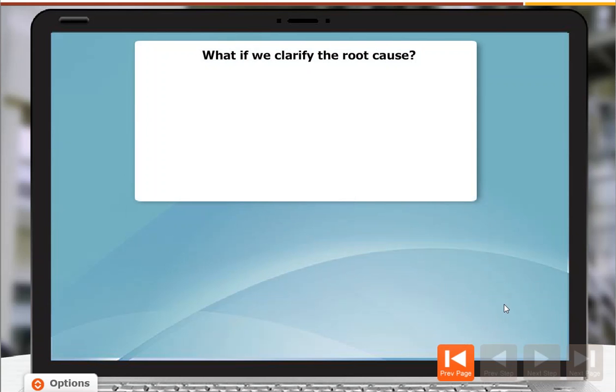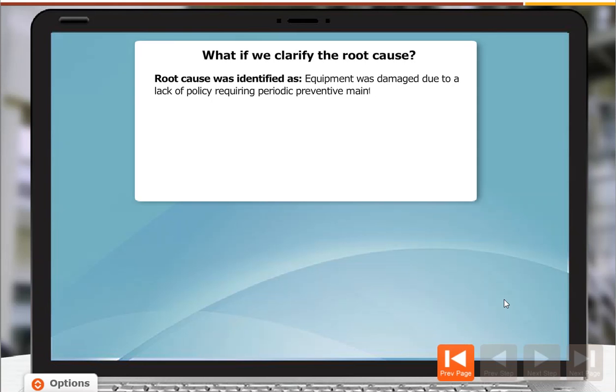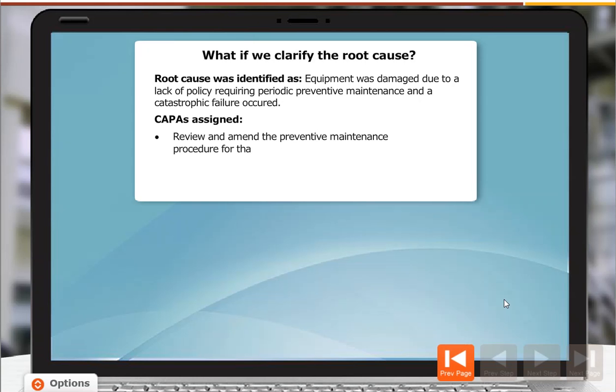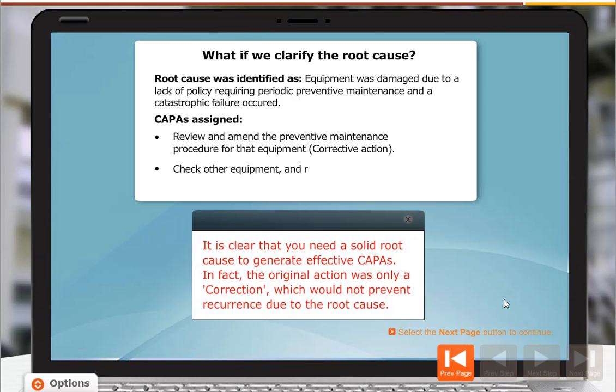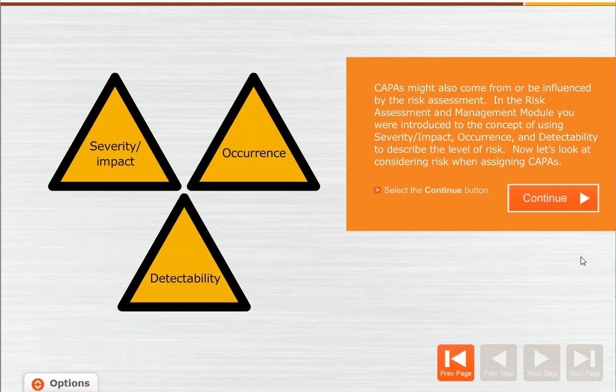What if we clarify the root cause? It is clear that you need a solid root cause to generate effective CAPAs. CAPAs might also come from or be influenced by the risk assessment. Let's look at considering risk when assigning CAPAs.